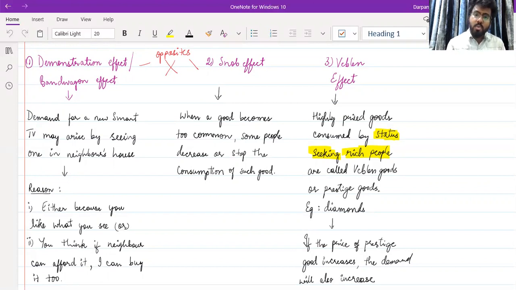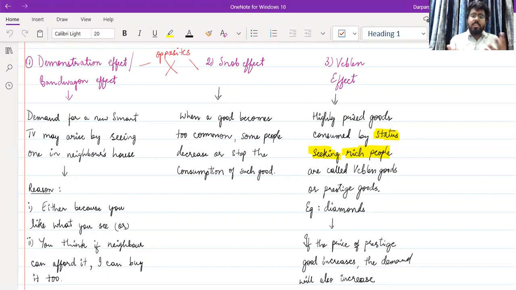They purchase goods more when the prices are high. Why? Because in the eyes of those kinds of consumers, they relate the prestige value of that good to the price of that good. So if the price is high, then they think, oh, this is giving me more prestige.